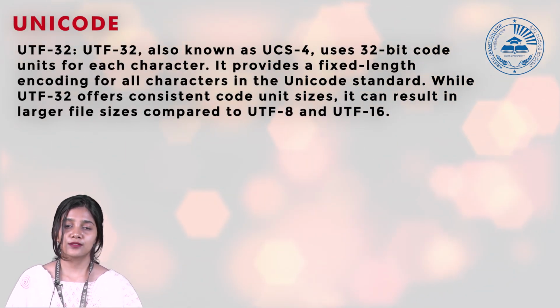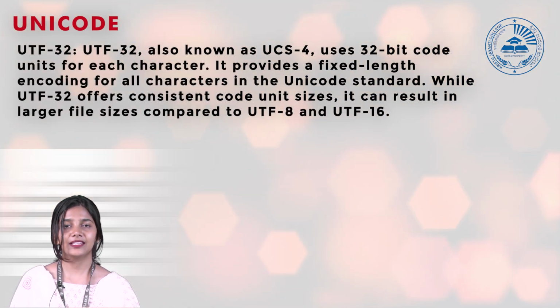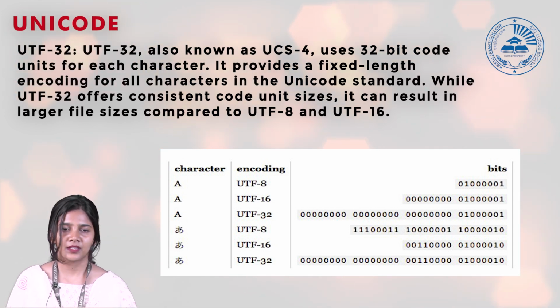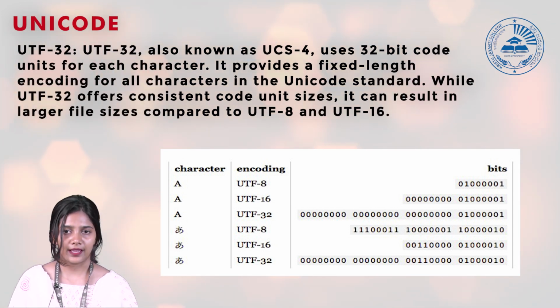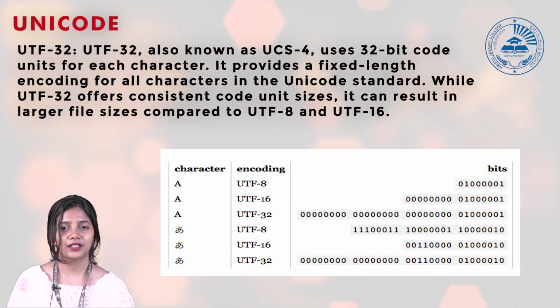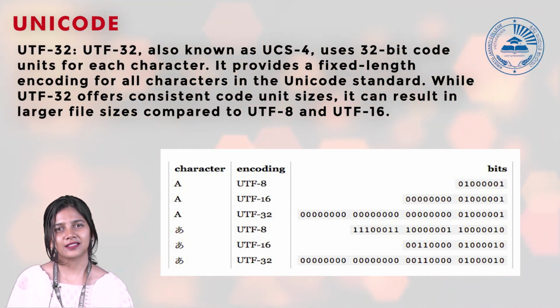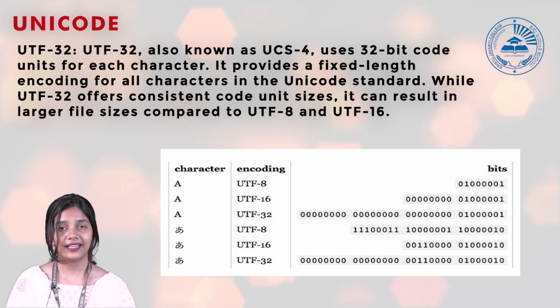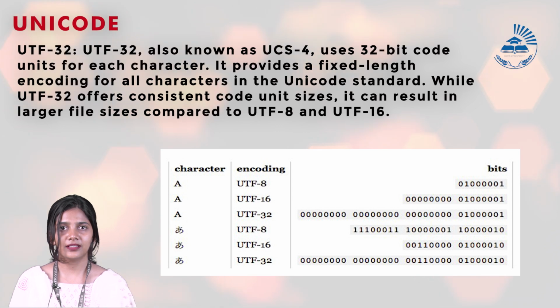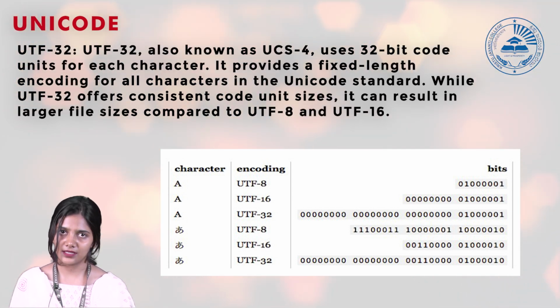UTF-32, also known as UCS-4, uses 32-bit code units for each character. It provides a fixed length encoding for all characters in the Unicode standard. While UTF-32 has consistent code unit sizes, it can result in larger file sizes compared to UTF-8 and UTF-16. Hence, it requires a larger storage capacity as well.